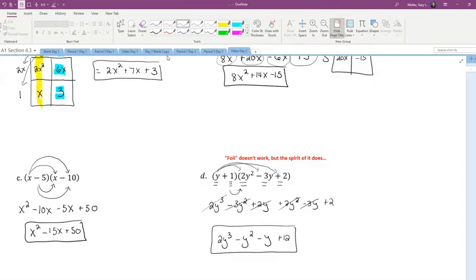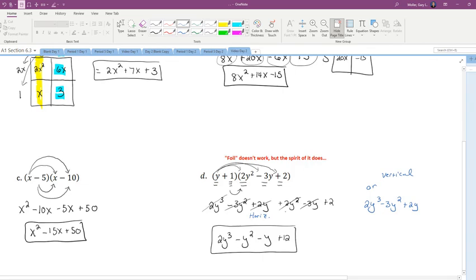Another way to look at it would be do the multiplication. So we're going to do, this would be the horizontal method. And we're going to do the vertical method over here. So we're going to do exactly the same thing. So I'm going to write down the answer that I got at first. I got 2y cubed minus 3y squared plus 2y. So that was what I got when I did the y, the first part.